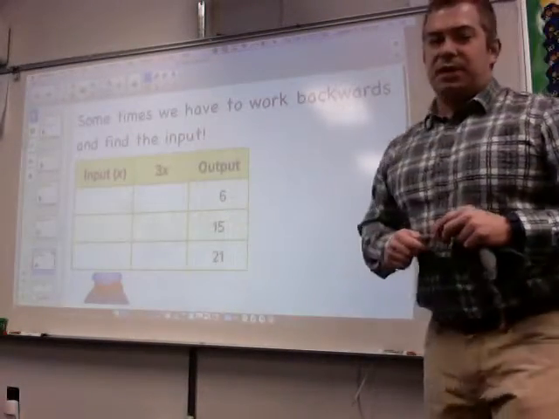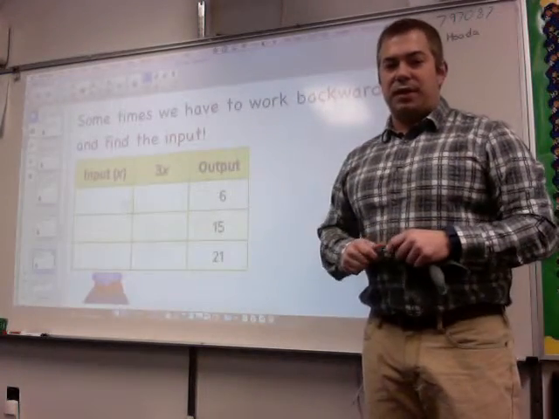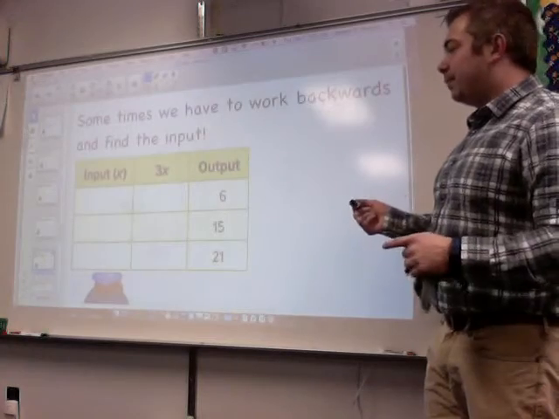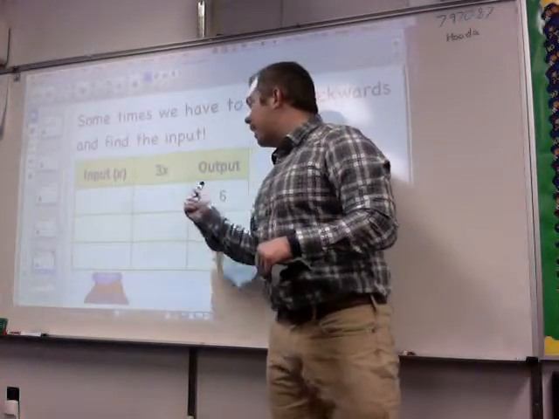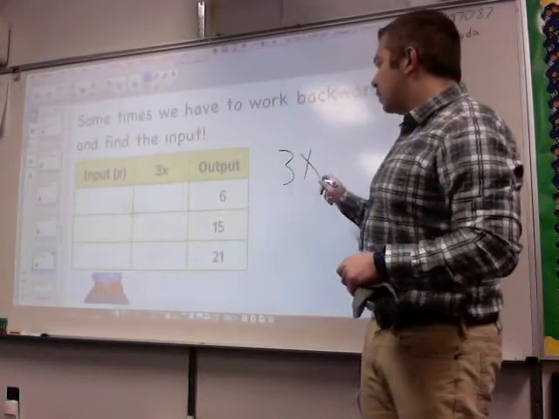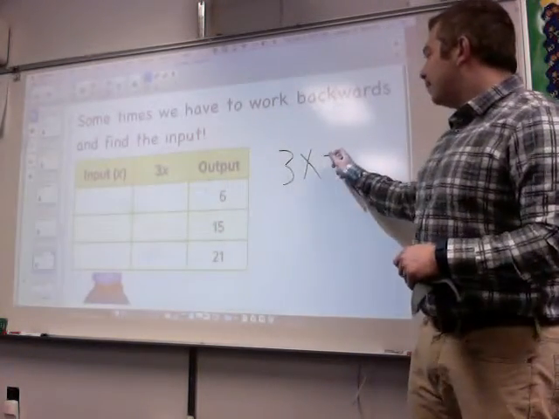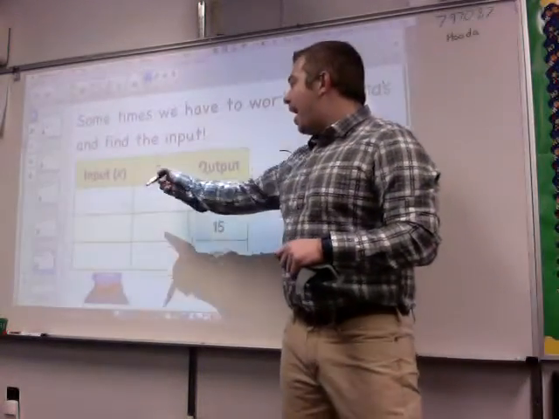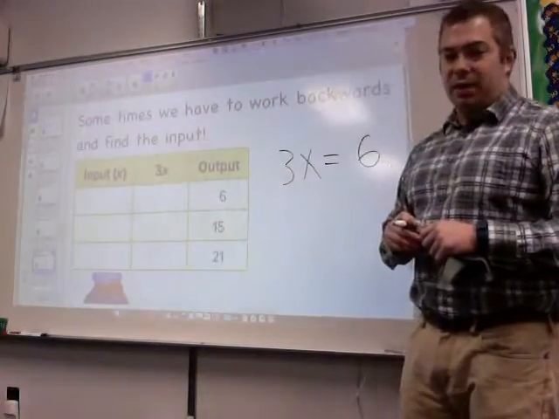But sometimes, now here's the hard part of the lesson, so you might want to pay close attention now if you thought that was easy. Sometimes we have to work backwards and find the input. So we don't know the input, we know the output. So right here I have an equation of 3x. All right, and on my output, so I'm going to put an equal sign there to get my output will be 6. So now I have to find the input.